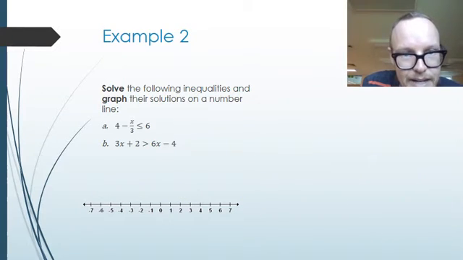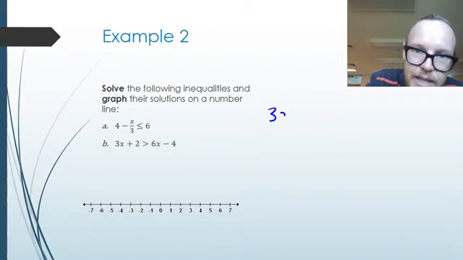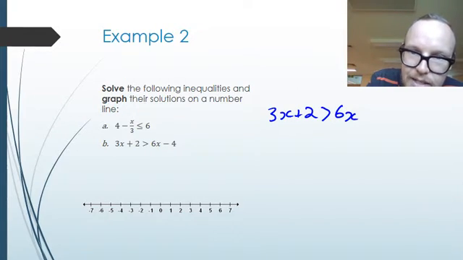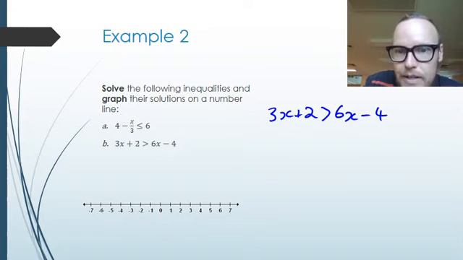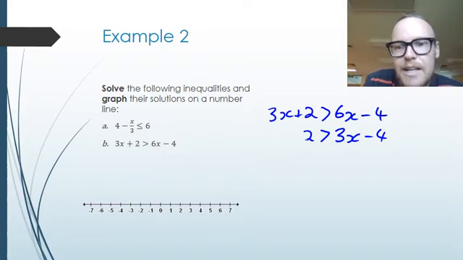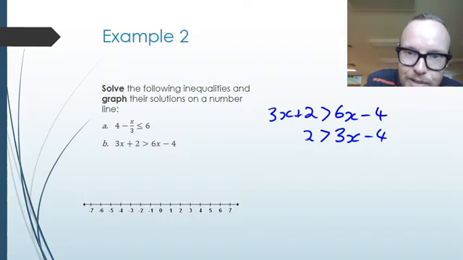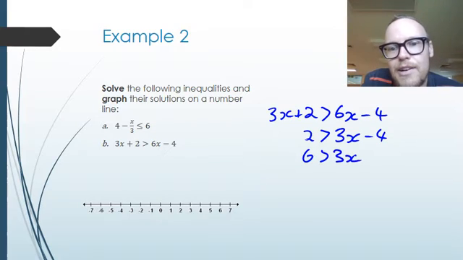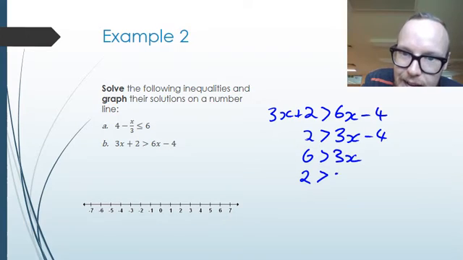Having a look at our next example, we've got 3x plus 2 is greater than 6x minus 4. All we need to do is simplify. Let's take 3x from both sides. I'll get 2 is greater than 3x minus 4. Let's add 4 to both sides. Adding 4 to both sides, I'm going to get 6 is greater than 3x. I'm going to divide both sides by 3 and get 2 is greater than x.